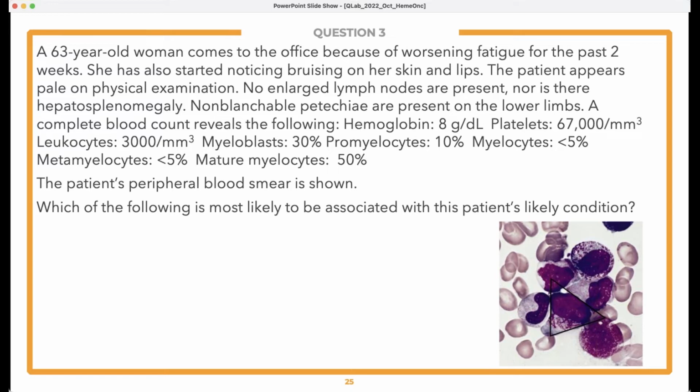A 63-year-old woman comes to the office because of worsening fatigue for the past 2 weeks. She has also started noticing bruising on her skin and lips. The patient appears pale on physical examination. No enlarged lymph nodes are present, nor is there hepatosplenomegaly. Non-blanchable petechiae are present on the lower limbs. A complete blood count reveals the following, and you can read the CBC right there. And again, the patient's peripheral blood smear is shown.